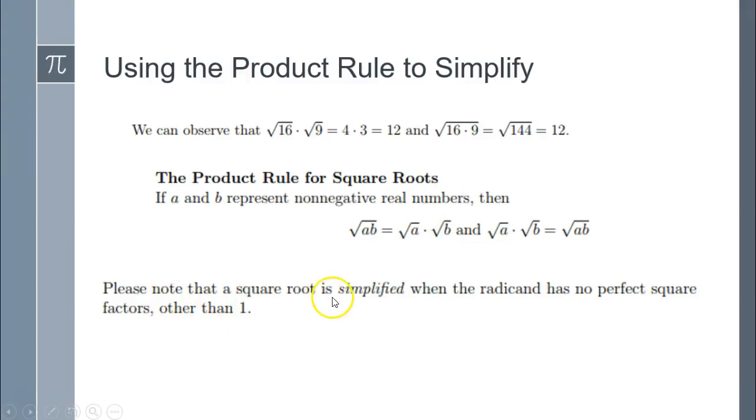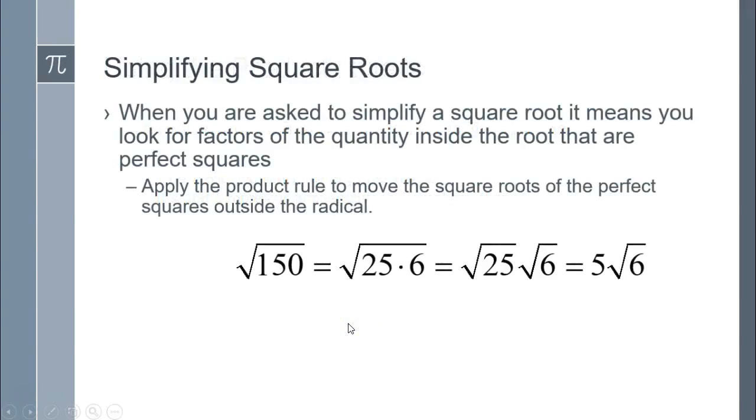So a square root is simplified when the radicand, the 144, or here the 16, has no perfect square factors other than 1. So we use this product rule to factor our radicand into a perfect square times something else, and then we can take the square root of the perfect square. For example, I have been asked to take the square root of 150. I've been asked to simplify it.